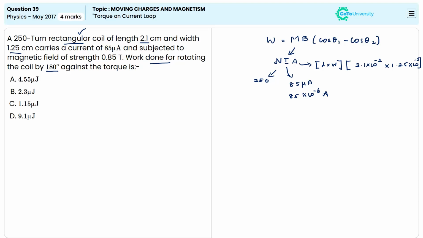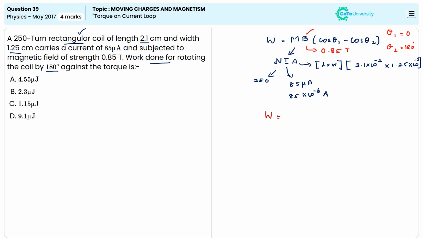Whereas B is representing the value of magnetic field strength, which is given as 0.85 Tesla. Whereas theta 1 and theta 2 are representing the angle values. It's given in the question. It was rotated for 180 degree, which means theta 1 will be 0 and theta 2 will be 180 degree. So let us apply the values here.